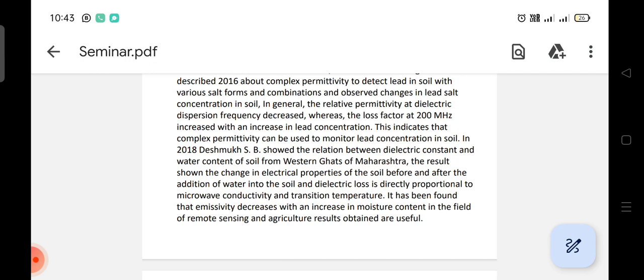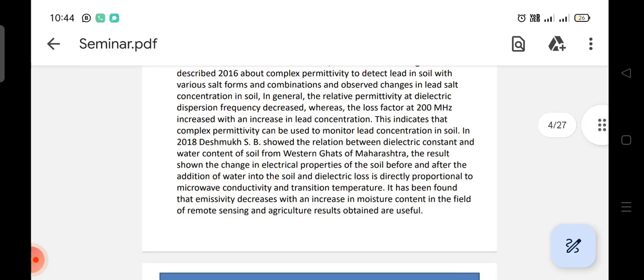In 2018, Dr. Deshmukh sir, HOD of JES College, showed the relation between dielectric constant and water content of soil from Western Ghats of Maharashtra. The result shows the change in electric property of soil before and after the addition of water. The soil dielectric loss is directly proportional to the microwave conductivity and transmission temperature. Sir took this research to the next step and found out that if we add water, the temperature transmission is proportional to the amount of water we add to the soil. It has been found that emissivity decreases with an increase in moisture content. In the field of remote sensing and agriculture, the results obtained are useful. So this research will help in agriculture uses also.